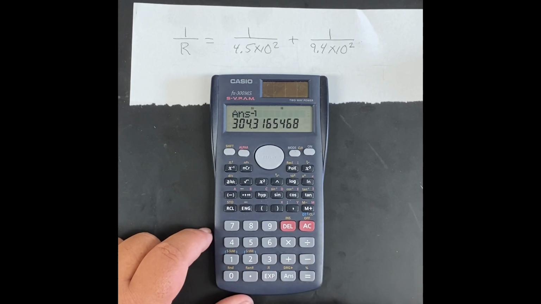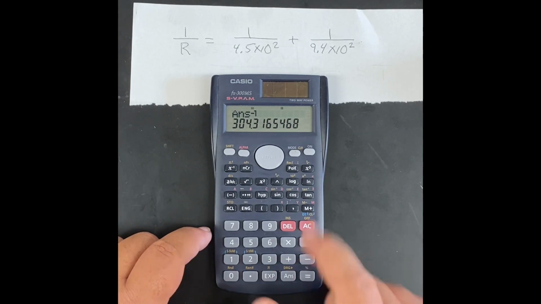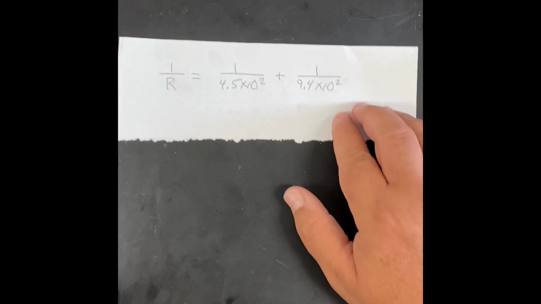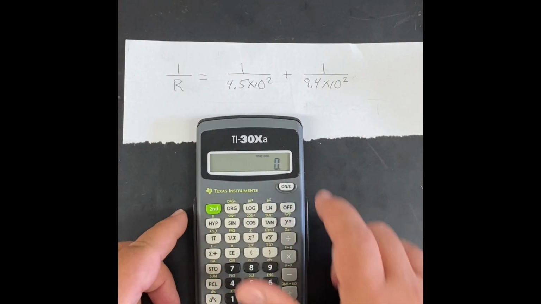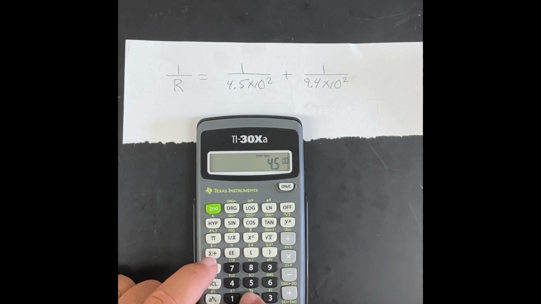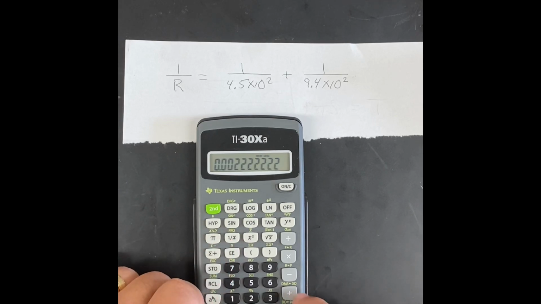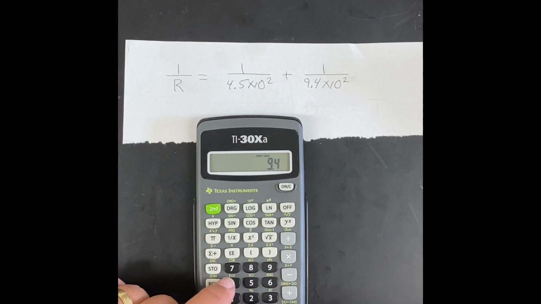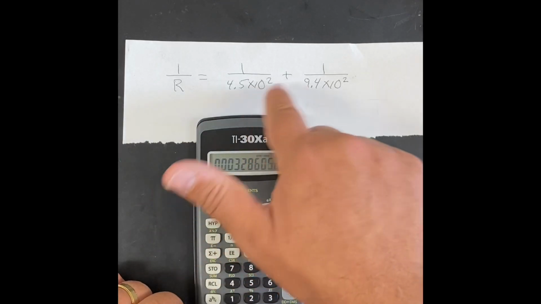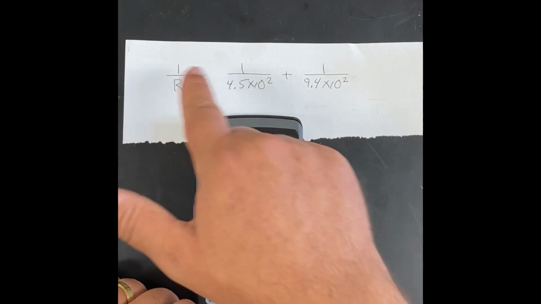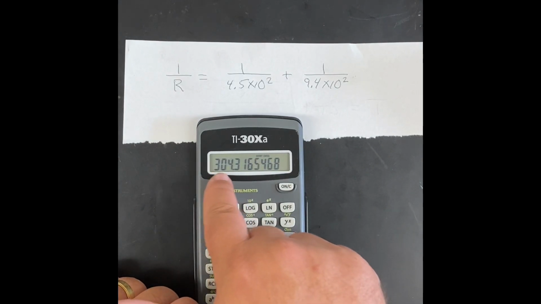And we get about 304.316, whatever. 304, we'll just round it to the nearest whole number. Okay, taking a look at a backwards calculator, 4.5 times 10 to the 2, inverse. Your inverse here is the 1 over x key. So inverse, plus 9.4 times 10 to the 2 inverse, hit equals to add up those two numbers. Then hit your inverse key one more time to take the reciprocal to get your value for r. You can see we're again getting 304.